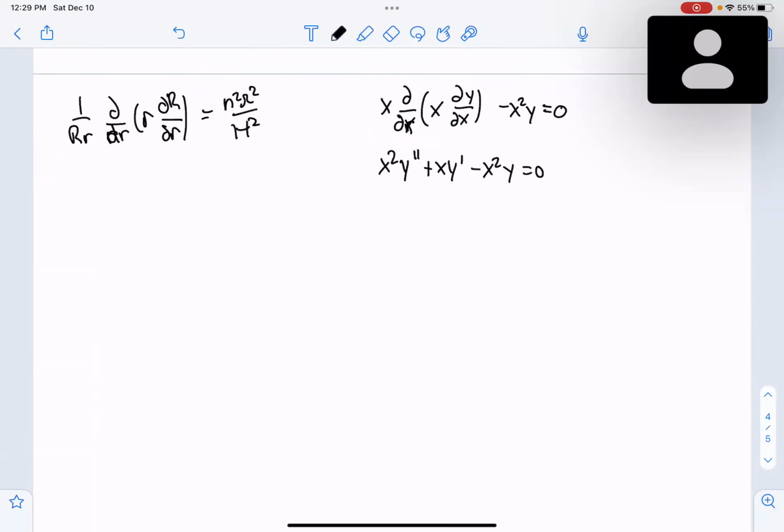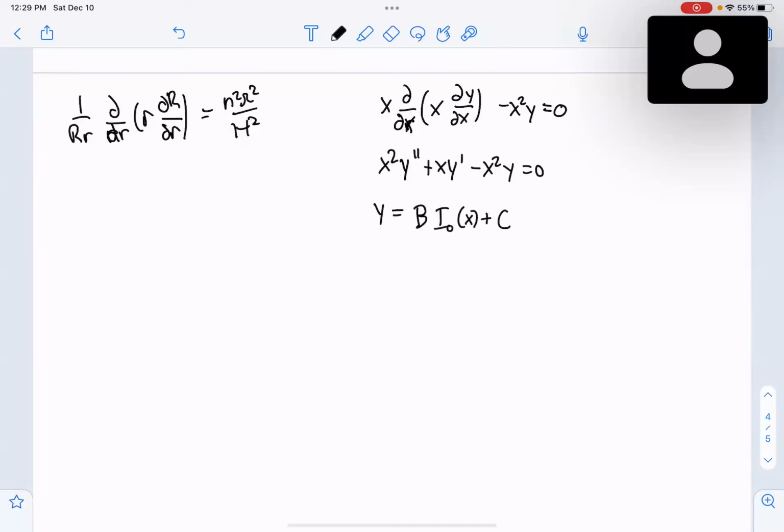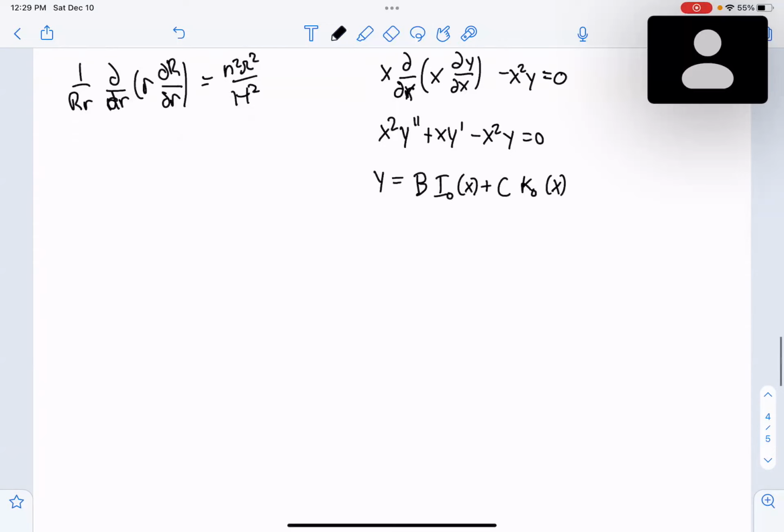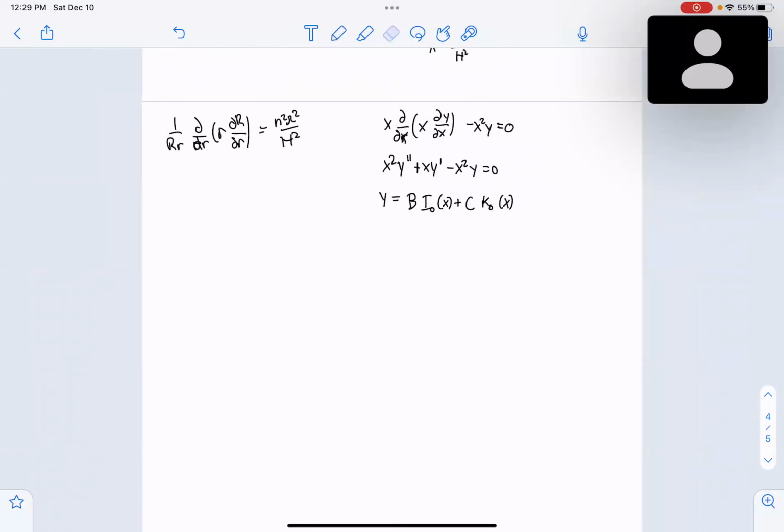Nothing too crazy. What's really important here is that the solution to this equation is given as B I naught of x plus C K naught of x. So these are just the functions that solve this equation. This is something that either needs to be given on the useful info sheet or you need to remember. There's no proof required here. You just need to know it.